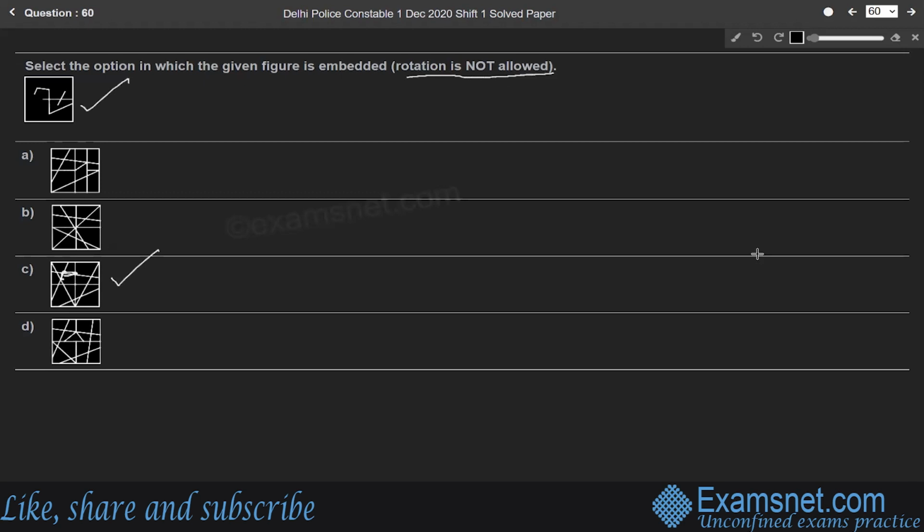And the vertical portion up to here. And again, the slanted line like this. And a horizontal line like this. And a line which cuts the horizontal line like this. Therefore, the given figure is embedded in option C.